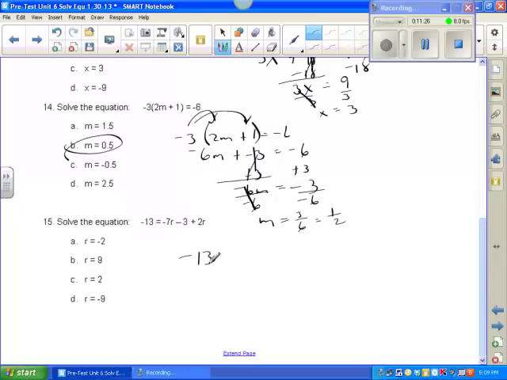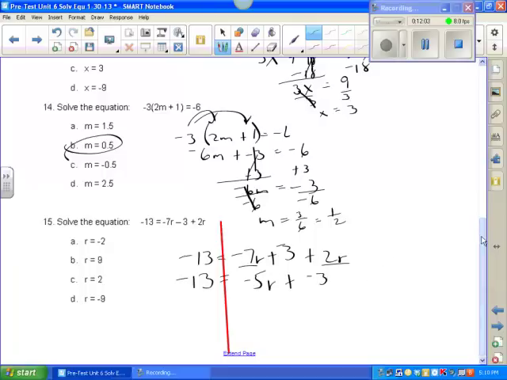Finally, the last one, negative 13 equals negative 7r minus 3 plus 2r. So same change opposite. All right, don't have any distributive property, but I do have combining like terms. If you look on the right-hand side, I have r's, numbers, and r's, so I can combine the r's. So I have negative 13 equals negative 7r and positive 2r, which is negative 5r. Then I have my negative 3.